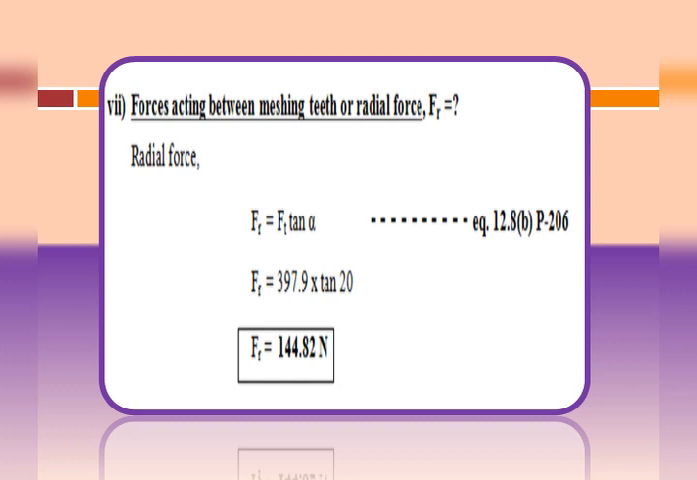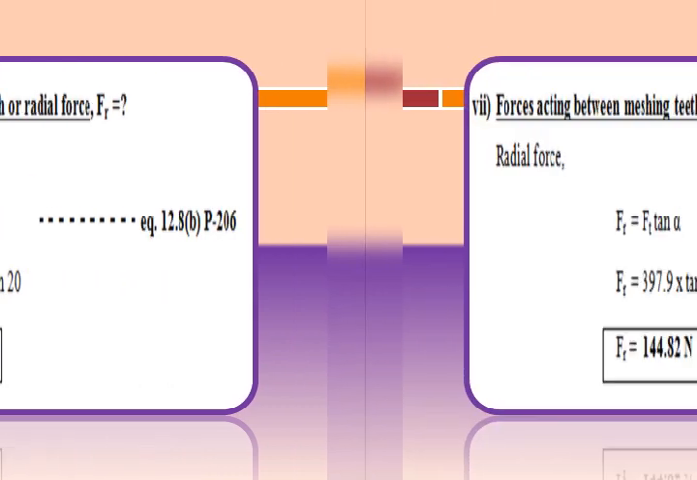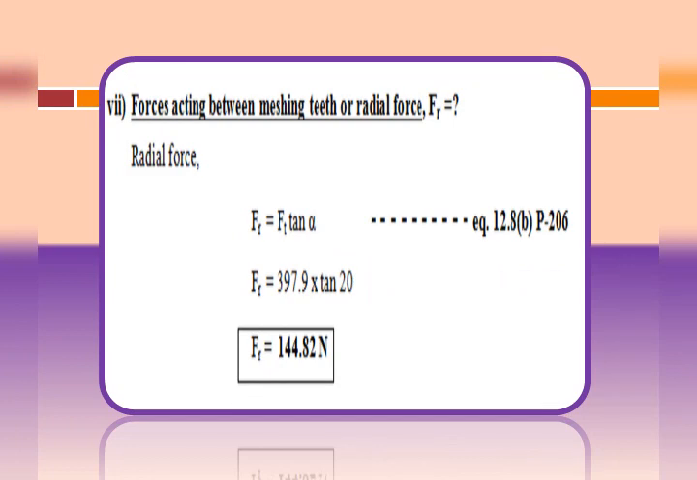Now, the final unknown, that is the force acting between meshing teeth, or the radial force Fr. By using equation number 12.8b, page number 206, Fr is equal to Ft into tan alpha, where Ft is the tangential force and alpha is the pressure angle. We substitute the values: Fr is equal to 397.9 into tan 20. By simplifying this, we get the force acting between meshing teeth, or radial force Fr, equal to 144.82 Newton.